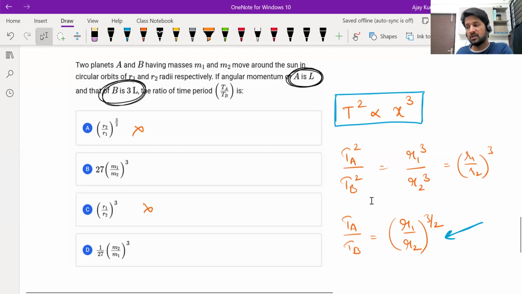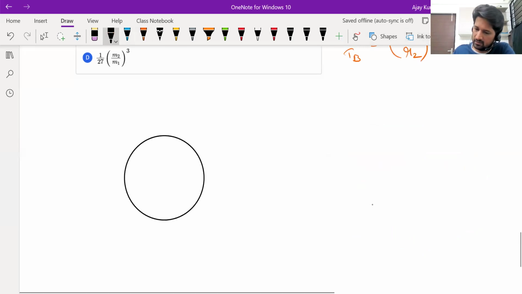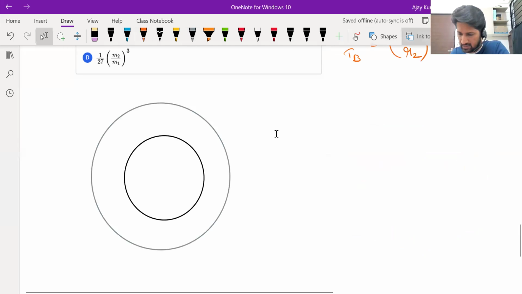How to relate radius and mass? They have given you a hint in the problem. They have given you the angular momentum. They said angular momentum of A is L. When an object is revolving in a circle around a planet, suppose this is the planet, and let's say this is the orbit in which the satellite is revolving.